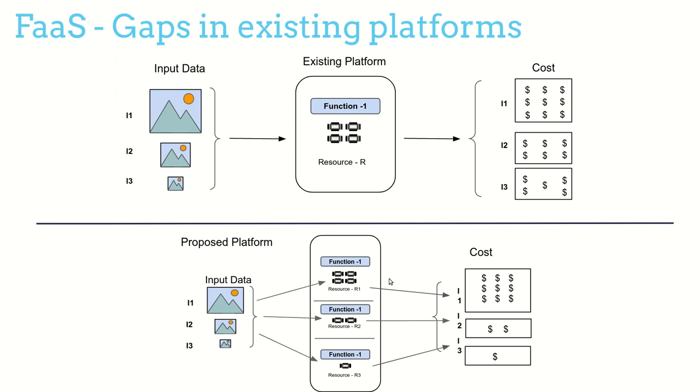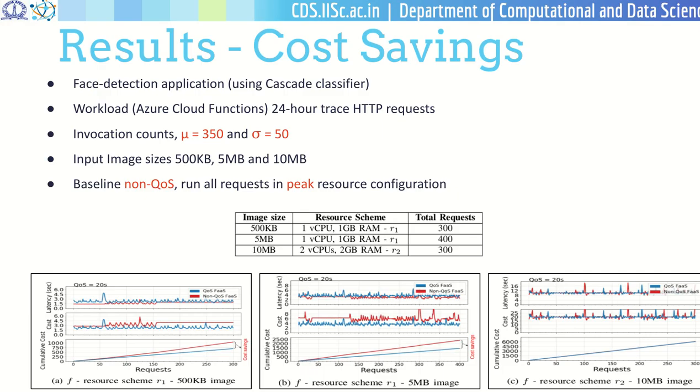So basically what we are trying to achieve is, in the existing platform there is no sensitivity with respect to input. All the input images are executed on the same resource specification, and it can lead to cost inefficient executions. In the proposed platform, we wish to bridge this gap by having this QoS specification for the user, so that the functions can be executed with their appropriate resources.